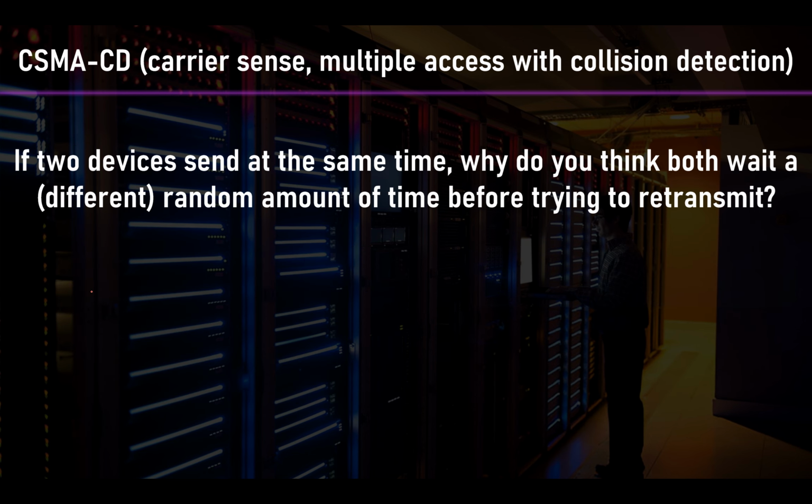And I think here it's probably going to say, if two devices send at the same time, why do you think both wait a different random amount of time before trying to retransmit? And here I've said different. Now, this is not always going to be different. In theory, they could both generate 0.05, they could both generate the exact same random time. However, in reality, it's probably unlikely, considering it's random.